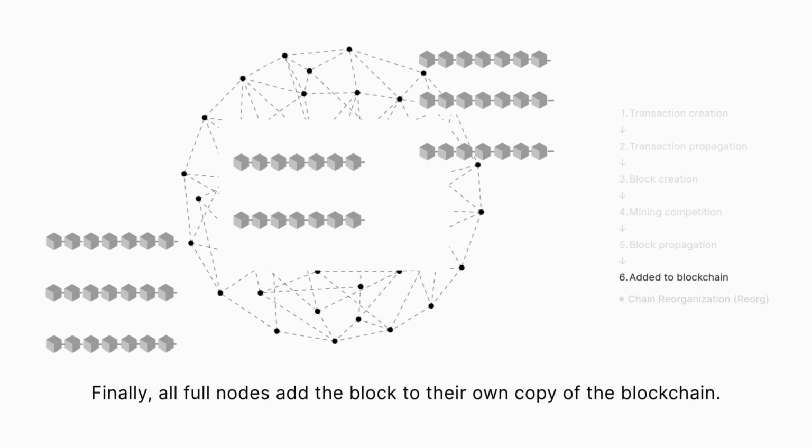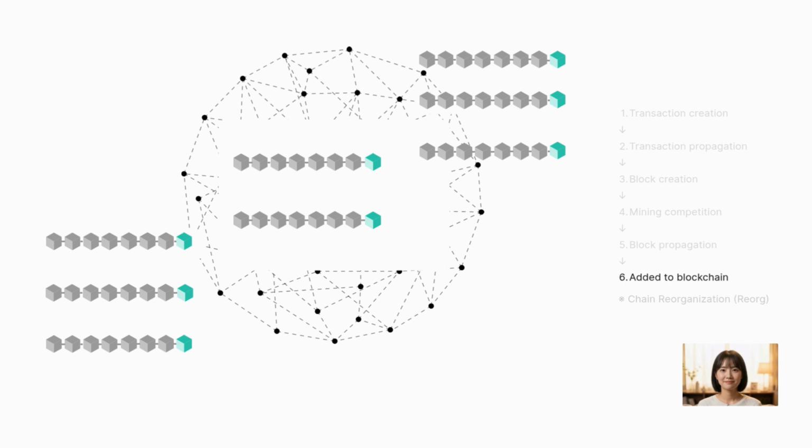Finally, all full nodes add the block to their own copy of the blockchain. Can you picture it? All nodes end up holding the same history of transactions. In traditional systems, transaction data is stored in one place, but here, every node holds the full history. It might look inefficient, but it's necessary to achieve decentralization.